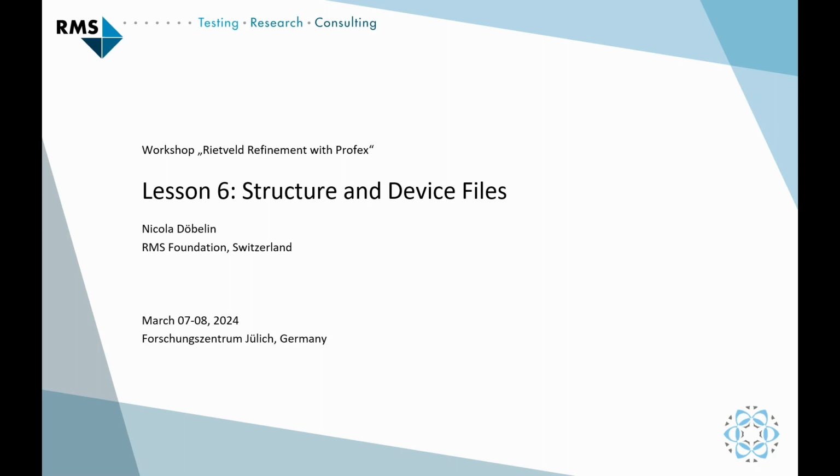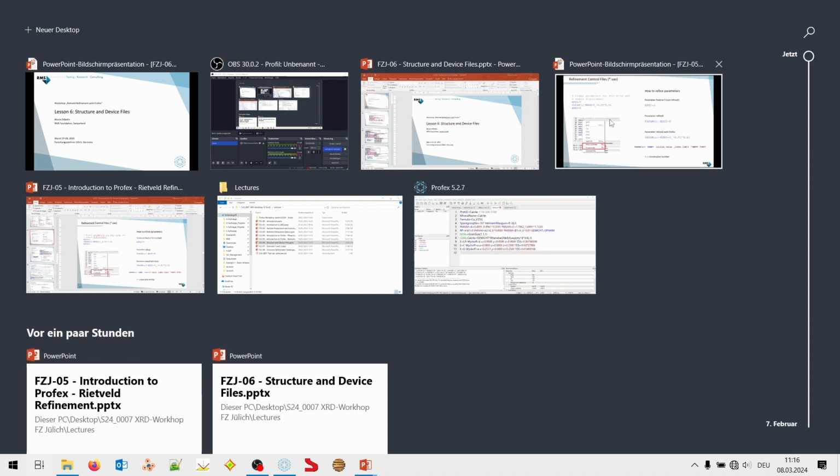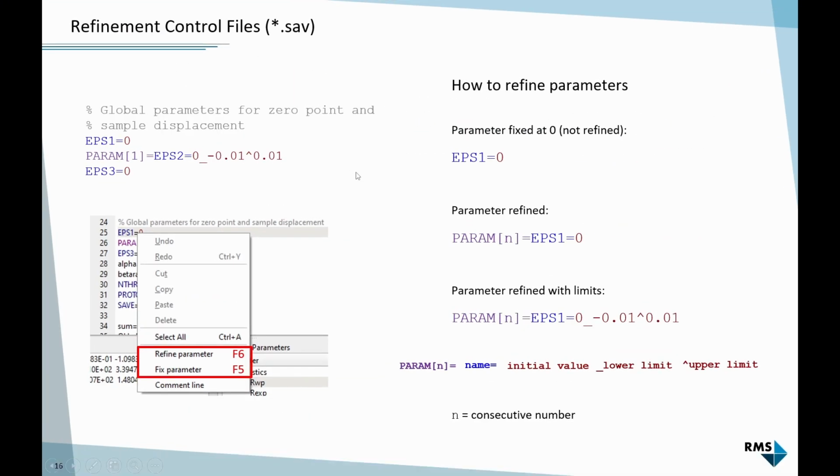Okay, so let's continue. We will discuss this structure file syntax in more detail. And one thing we have used before, but only by using the mouse menu. When we switch parameters from fixed to refined, it changed the code for us. But I want to explain what actually happens exactly. On the left, you can see the three parameters EPS1, EPS2, and EPS3 from the control file, the sub file. And as I mentioned, only EPS2 is refined.